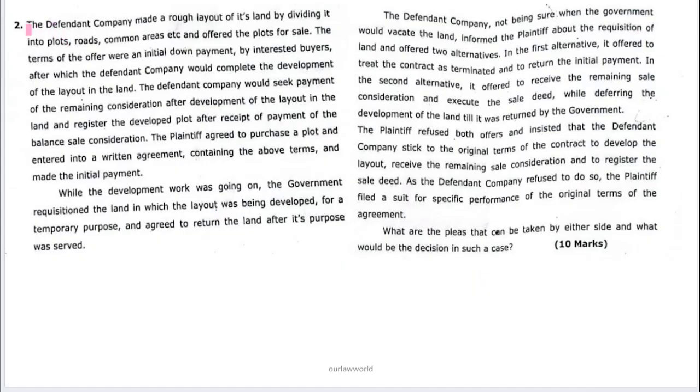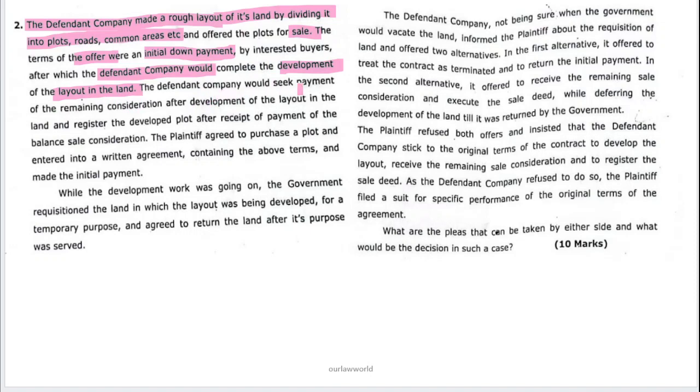So the defendant company made a rough layout of its land by dividing it into plots, roads and common areas etc. and offered them for sale. The terms of this offer are that one should pay the initial down payment. So the buyers should pay first the down payment, after which the defendant company would complete the development of the layout. After paying the initial down payment as a token amount by the buyers, the initial down payment will be treated as a token amount, and then the company will complete the development of the layout.